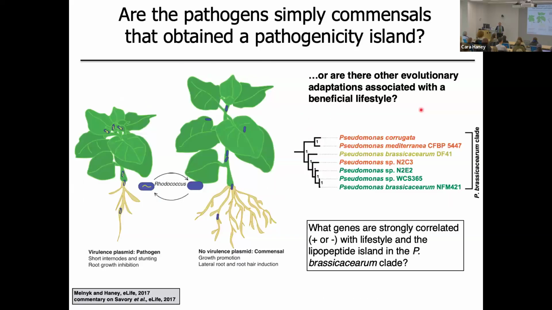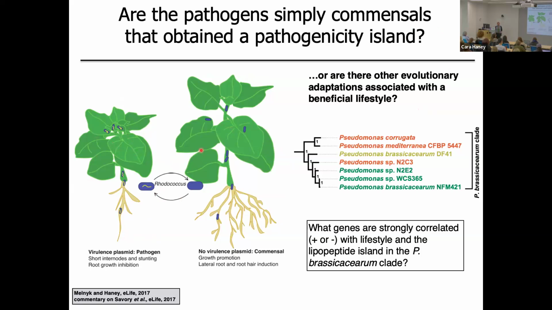So we thought this was really cool, and there are other reports of horizontal transfer of virulence islands in plants that turn commensals into pathogens. About the time we were working on this, Jeff Chang's group at Oregon State found that gain and loss of a single virulence plasmid in Rhodococcus could turn Rhodococcus from a commensal to a pathogen on Nicotiana, a tobacco plant.